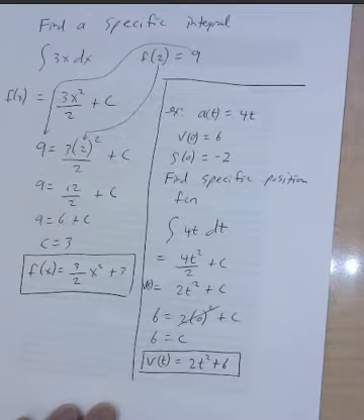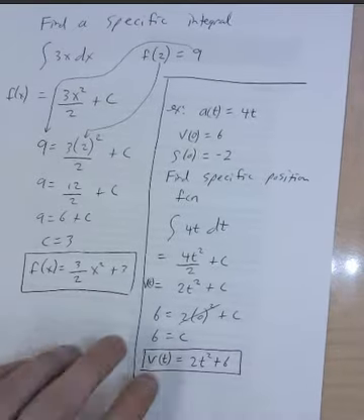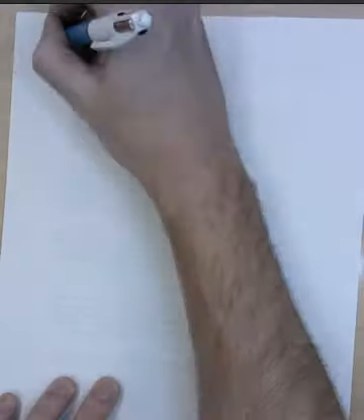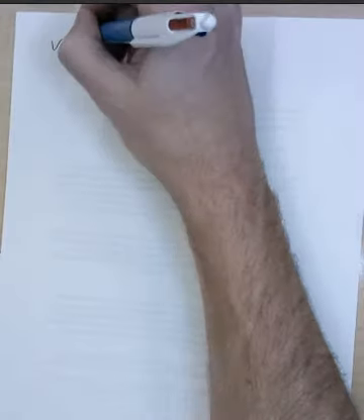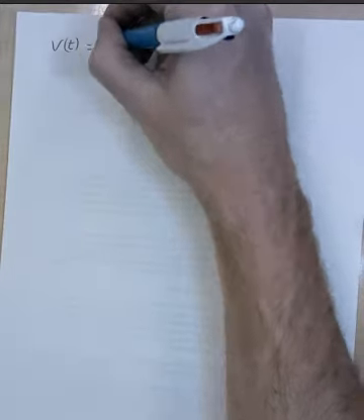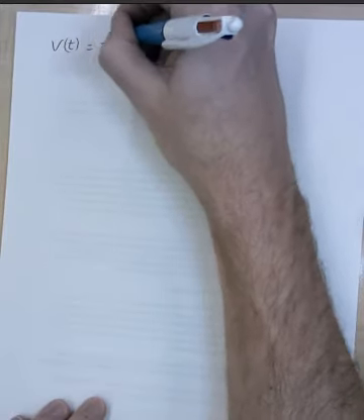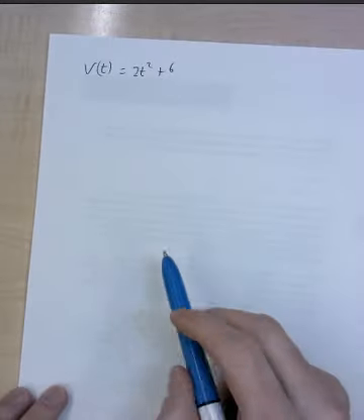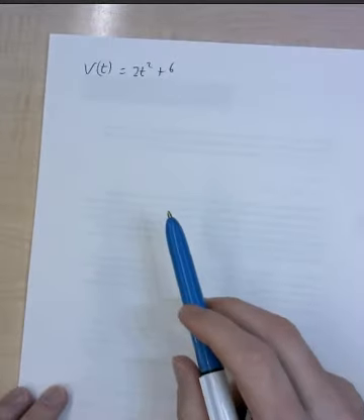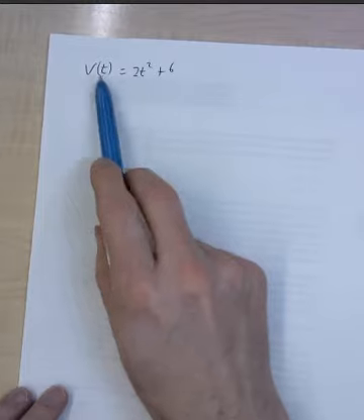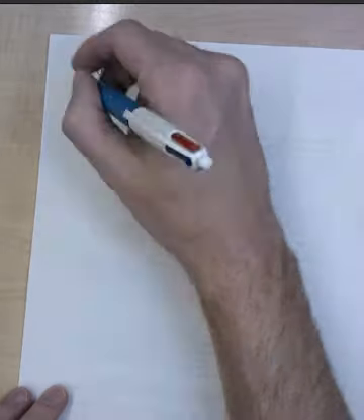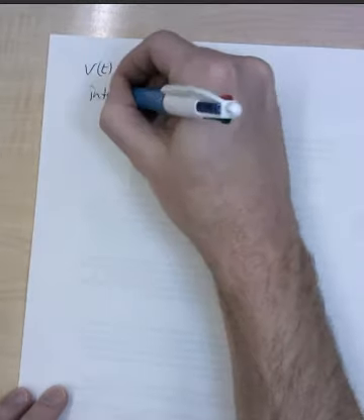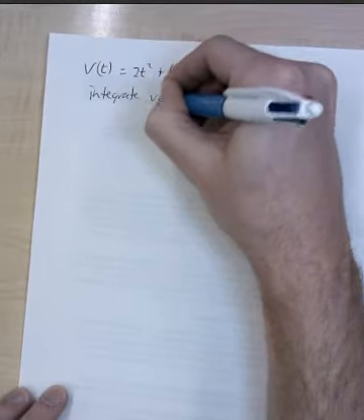So if we want to go from velocity to position, we have to integrate. So we're going to integrate 2t squared plus 6. We're going to go from velocity to position. So I'm going to write you a note here. Integrate velocity to get position.